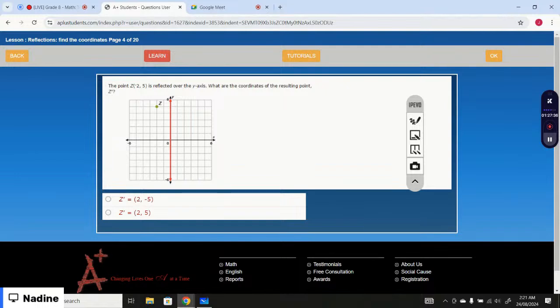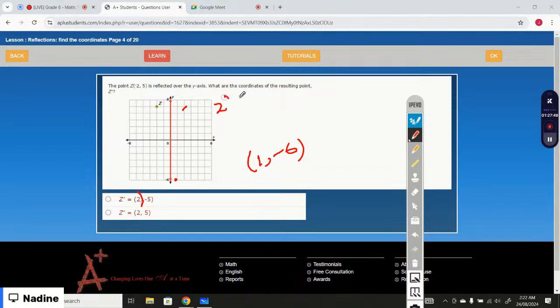So it must be reflected on the y-axis. So the point is exactly the same distance from the axes. Here is the reflected image, right? Here is the reflected point Z dash. So Z dash has the coordinates x is 2 and y is negative 5. So the correct option is 2 and negative 5.